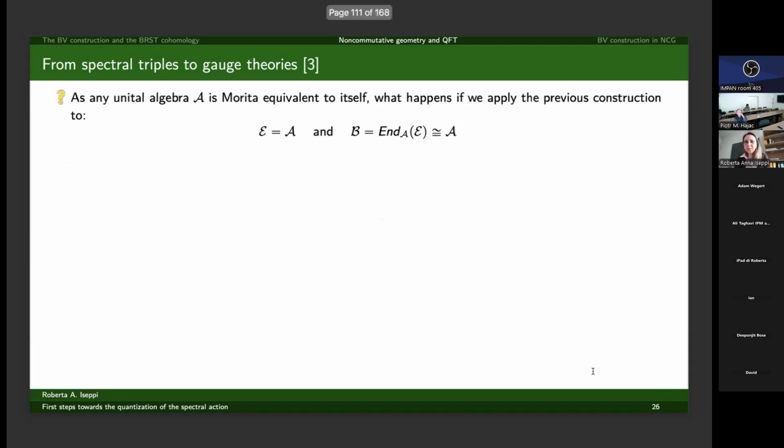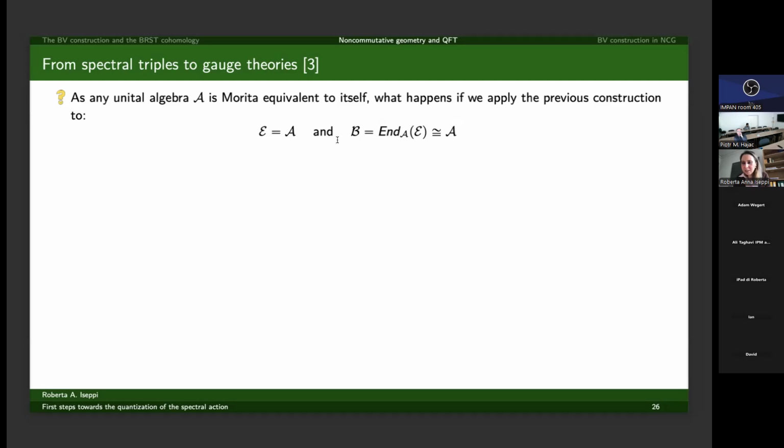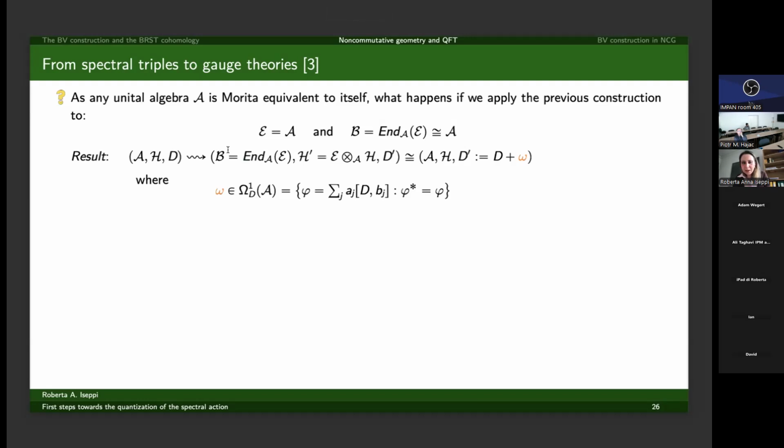So, of course, a natural question is what happens if I do apply this construction to the algebra itself? Because clearly every unital algebra is Morita equivalent to itself. And then, of course, the finite projective module is just A itself, and the algebra is, again, A. So by applying the previous construction, for H prime, this will be the tensor product over A of A and H. So it's, again, H.